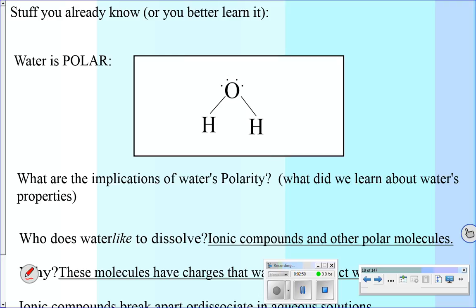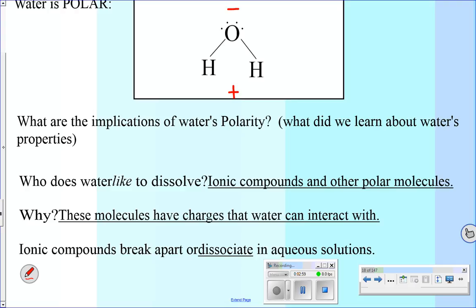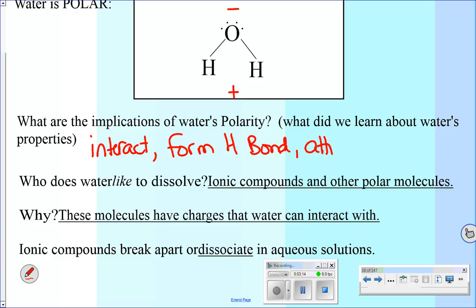You should be familiar with its shape, its excess electrons, the fact that it's a little negative here, the fact that it's a little bit positive here. So there are a lot of implications of water's polarity on how it behaves. Specifically, water molecules can interact with each other, form hydrogen bonds, attract ions, and they also have a high boiling point because of that formation of hydrogen bonds.